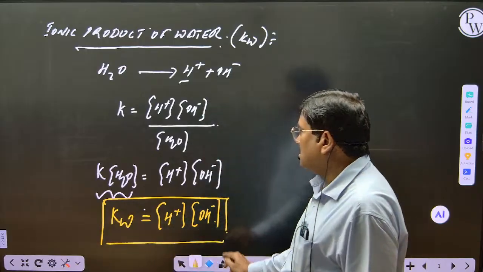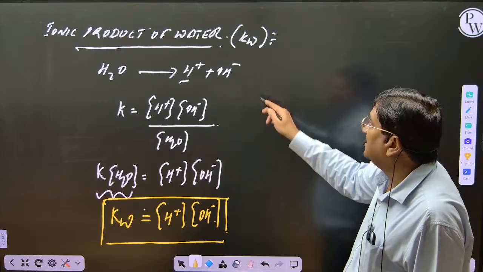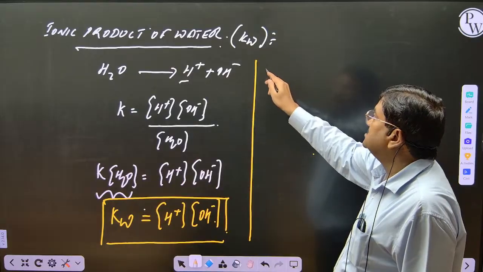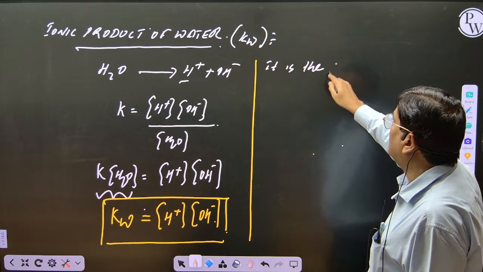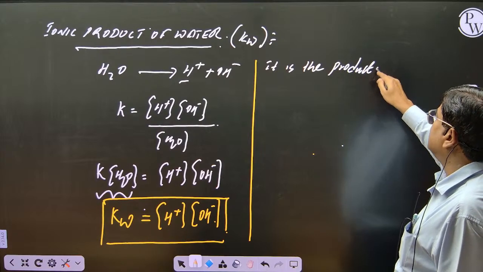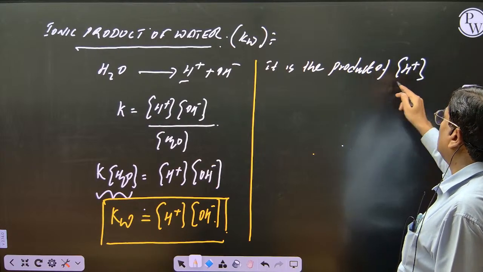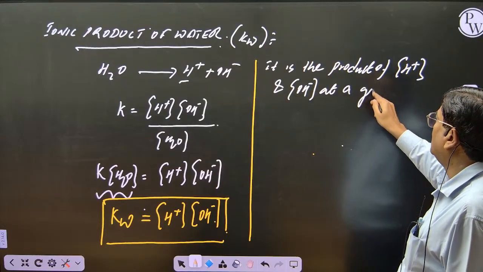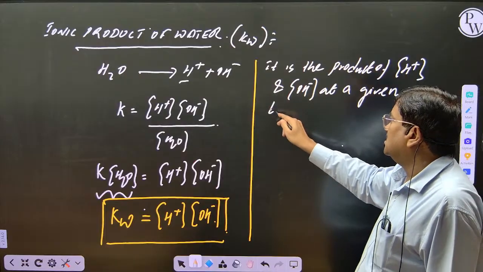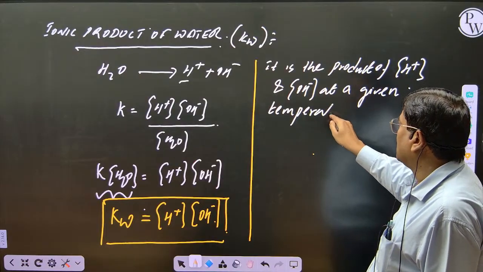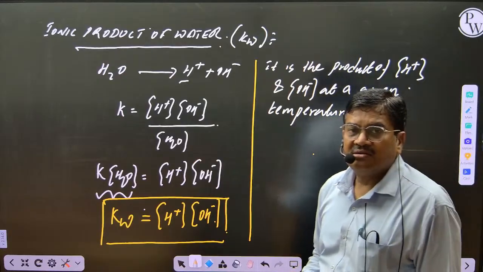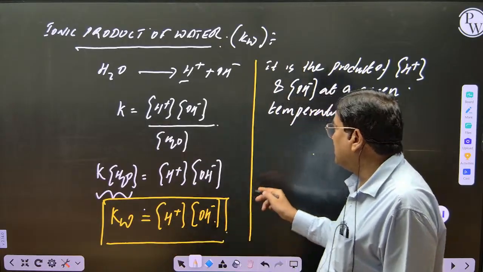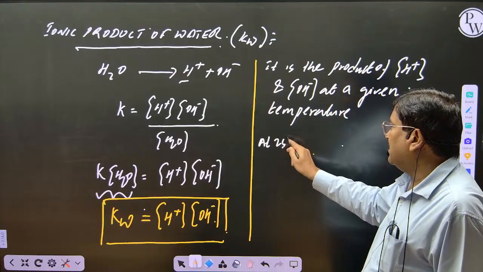This is important. What we define for KW is the product of H plus ion concentration and OH minus ion concentration at a given temperature. This is known as the ionic product of water. Understood? And at 25 degrees centigrade, we discussed that the value will be fixed.